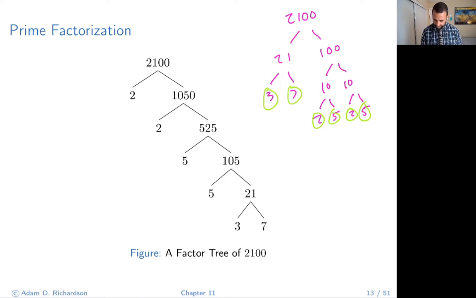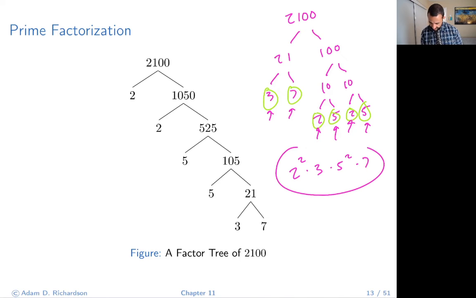I'm just circling them. And if I collect them all, I see that I've got, oh, what is it? 2 squared, right? There's two 2s right there. There's a 3. Oops, that's not a 3. There's a 3 right there. There's two 5s, so I need a 5 squared, and then there's a 7. So that's the prime factorization. And I think that's what we had on the next page, right? Yep, there it is, same thing.